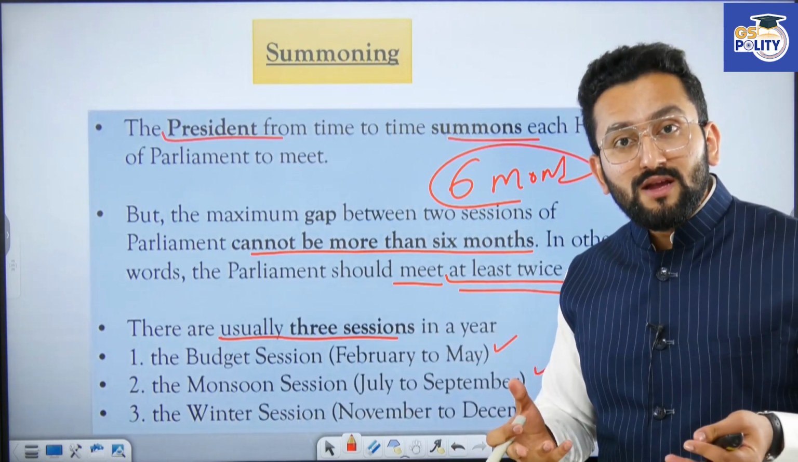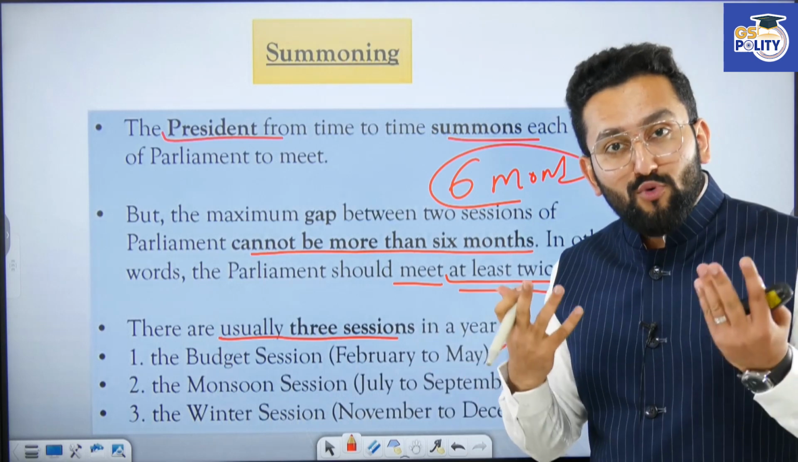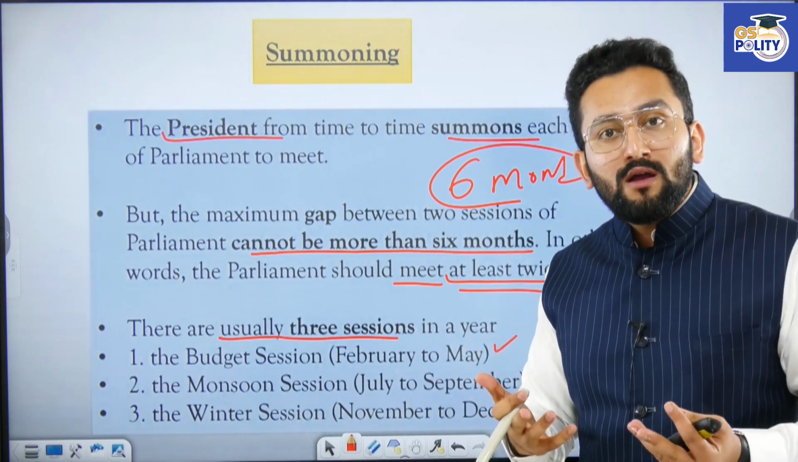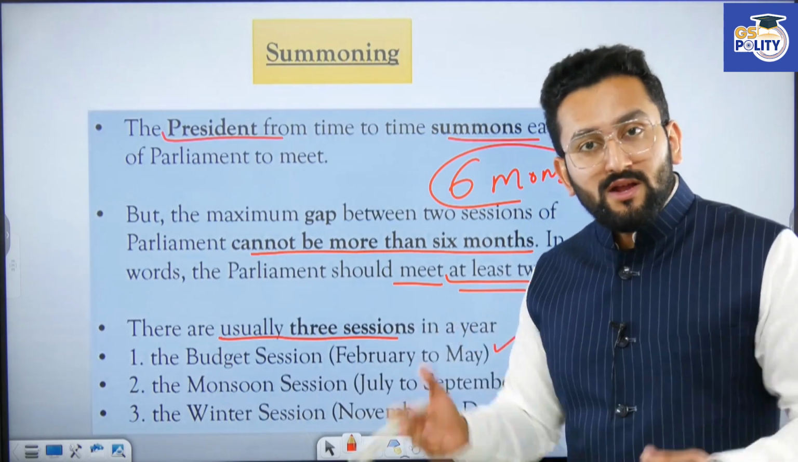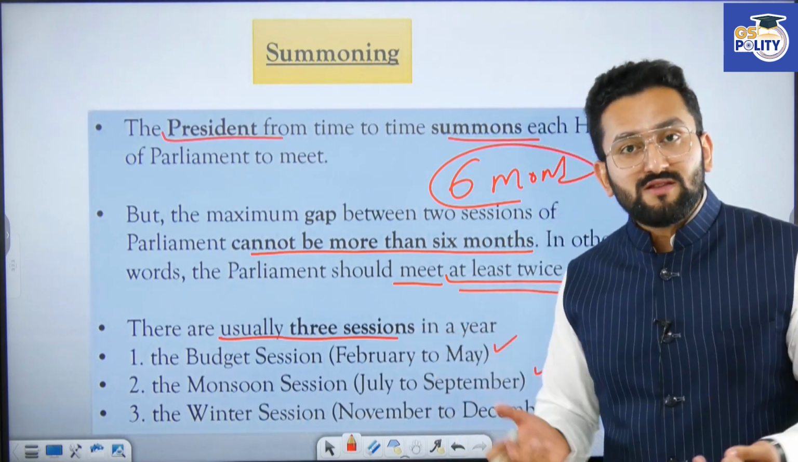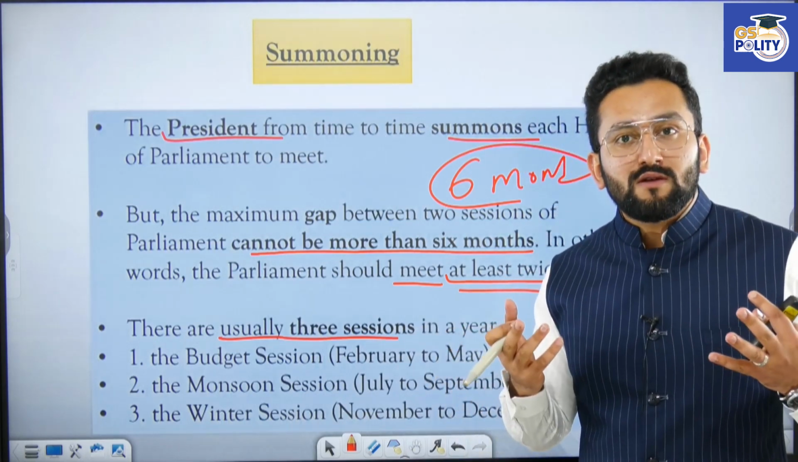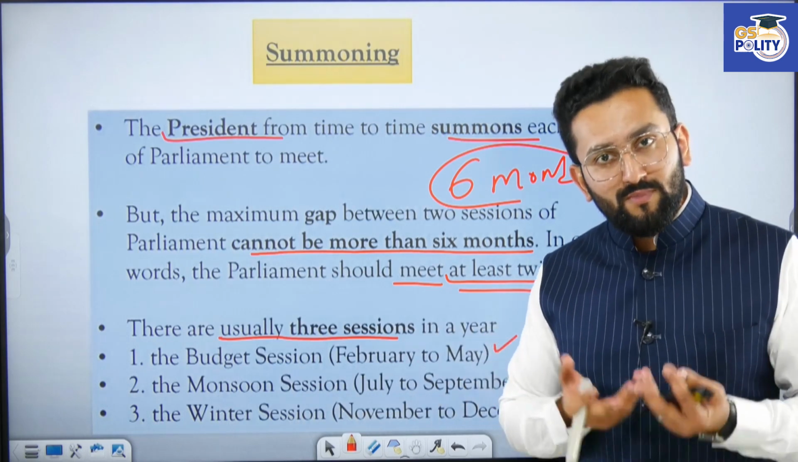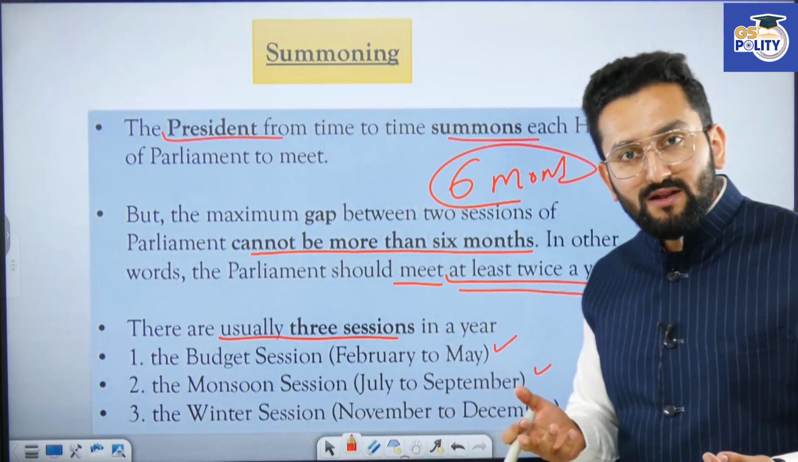And why is there no limit to the maximum? Because Parliament is there to actually discuss the important matters, to make law. It may be possible that within a year there are 10 times urgency happened. You need new laws. You need 10 sessions. So Parliament should be allowed to have 10 sessions, right?